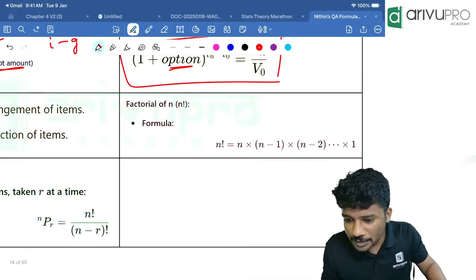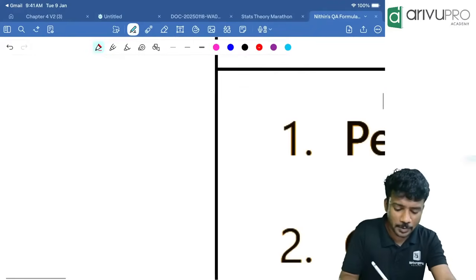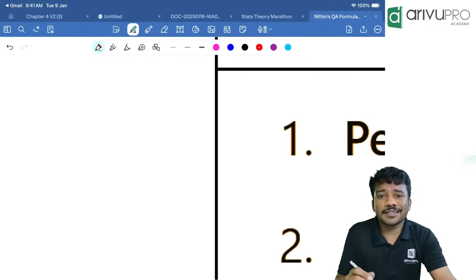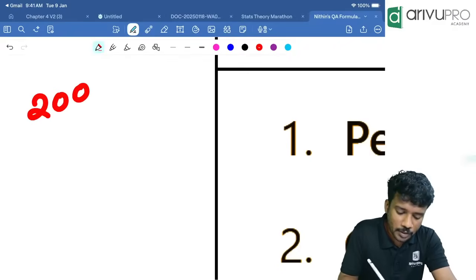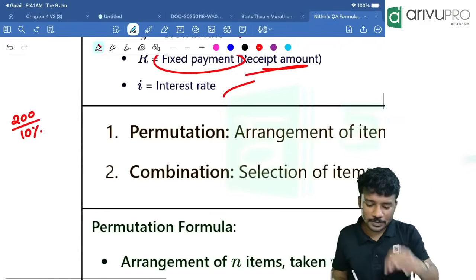Yes, Sanjay, the GT method is done. A small example for perpetuity: they are telling that you are investing 200 forever. What is the present value? If the interest rate is 10%, then 200 divided by 10% is your answer. That is PV of perpetuity.